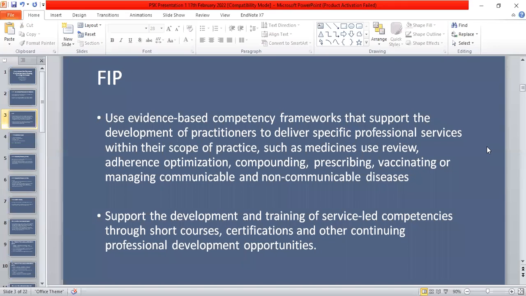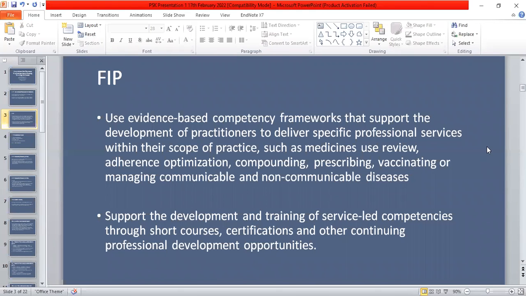So FIP uses evidence-based competency frameworks that support development of practitioners to deliver specific professional services, mainly within the pharmacy workforce, and focuses on their practice on areas such as medicines use review, adherence, optimization, compounding, prescribing, vaccinating, or managing communicable and non-communicable diseases. So this again reminds us that as pharmacists, we play a greater role.